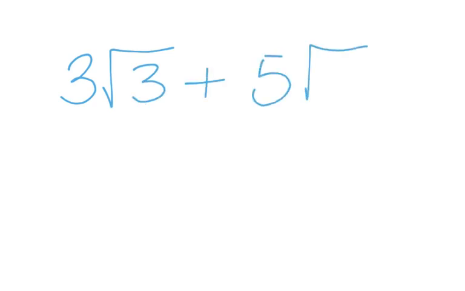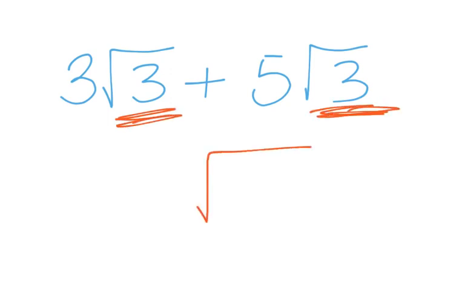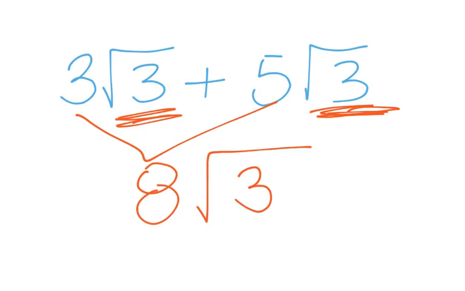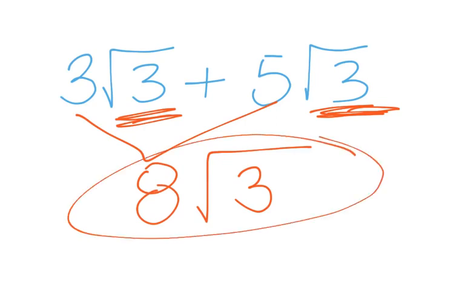So let's see what that would look like. If I have 3 root 3 plus 5 root 3, when we add them, the radical will not change. The root 3 part will stay the same, so in my answer I'll have something root 3. All I need to do is add my 2 coefficients together. I get 8, so my answer is 8 root 3.